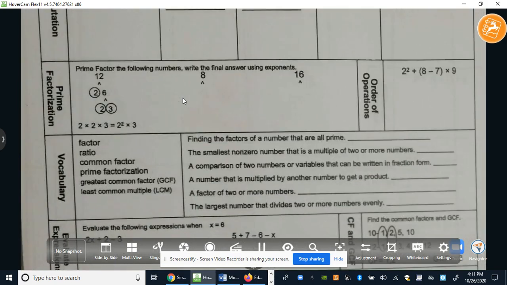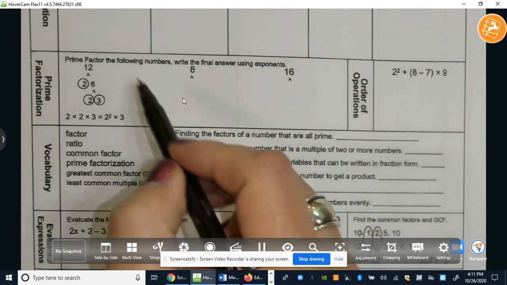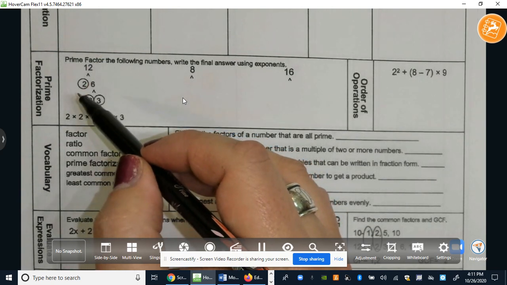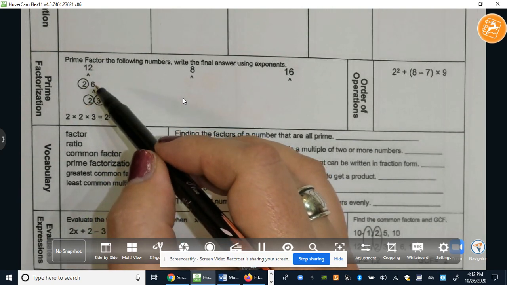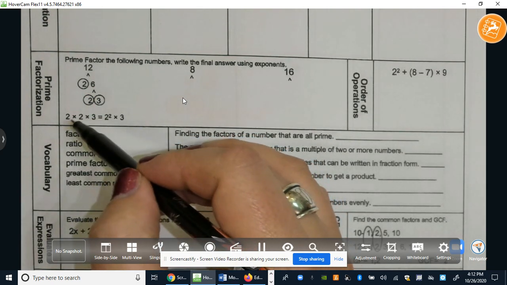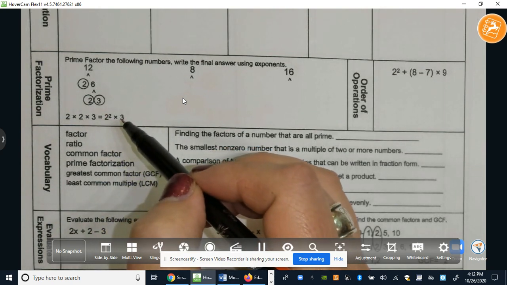Then we have our prime factorization. And we just got done taking this, guys. So basically, you're going to do a factor tree. Here's our example. 12 is broken down into 2 times 6. 2 is prime, so you're going to circle that. 6 is broken down into 2 times 3. You're going to circle that. Expanded form is 2 times 2 times 3. Exponential form is 2 squared times 3.